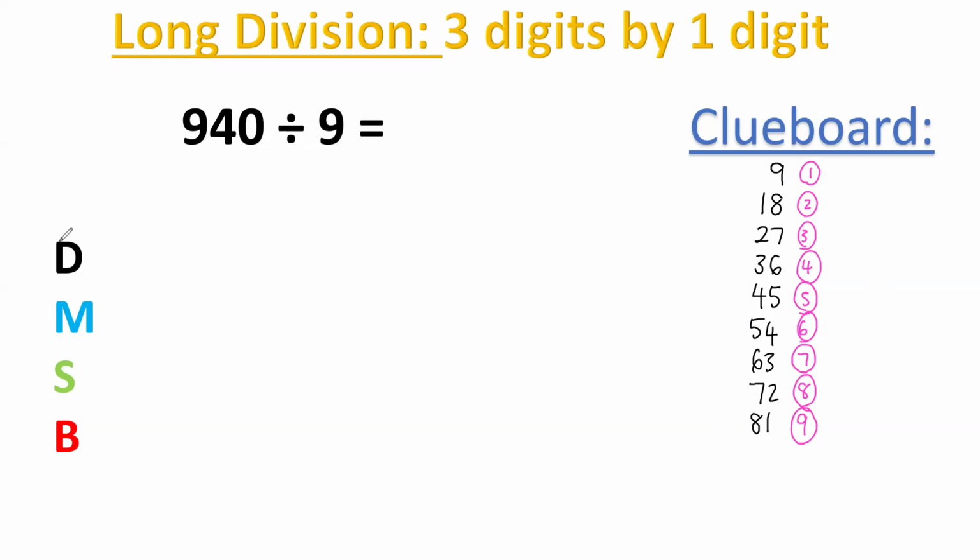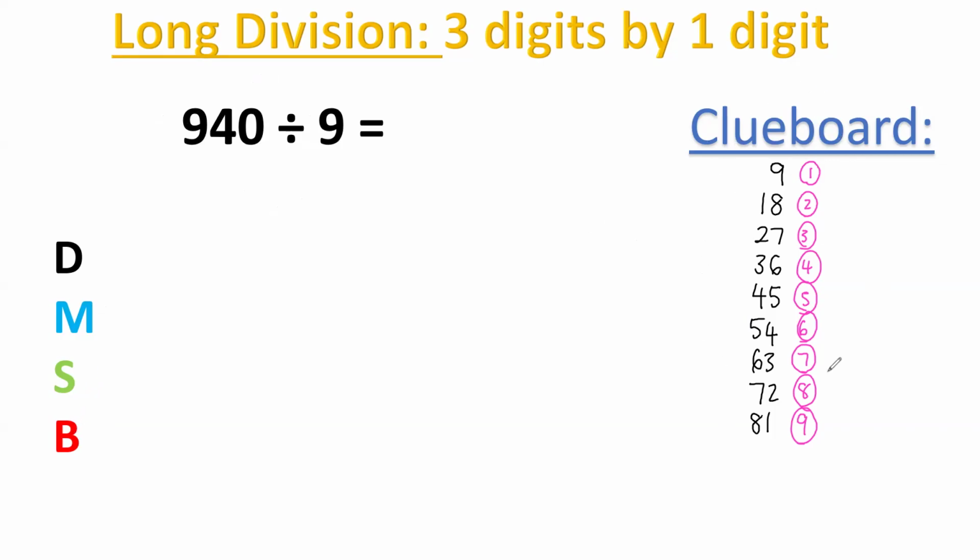So you'll notice on the left-hand side of your screen, I have a few different alphabets, D, M, S, B. And that's basically the rule. You need to master the rule to apply it into your sum. D stands for divide, M stands for multiply, S is for subtract, and the B stands for bring down.